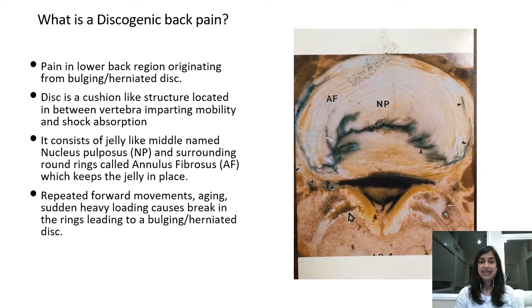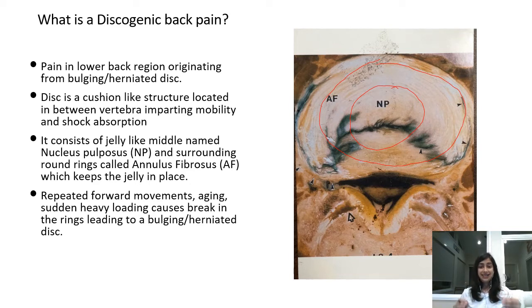Alrighty, so let's take a deeper dive into what the disc actually is and what its function is. If you look at the picture here, your disc basically contains your inner jelly-like material that's called the nucleus pulposus and the outer rings that are called the annulus fibrosus. This whole structure is sandwiched between the two vertebral bodies, and the main function is to impart mobility to the spine as well as provide some shock absorption.